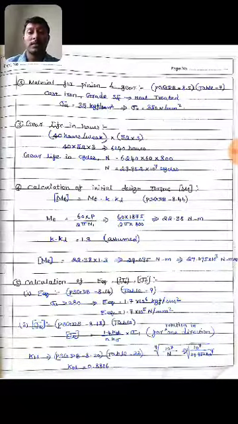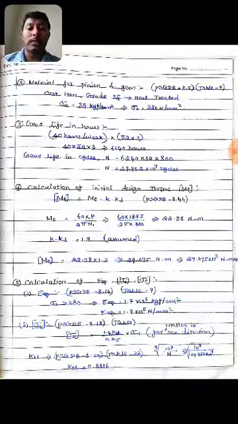Next, step 3. Gear life in hours. 40 hours per week into 52 weeks into 3 years. So gear life in cycle N is equal to 6240 into 60 into 800. So the life in cycle N is equal to 29.952 into 10 to the power of 7 cycles.